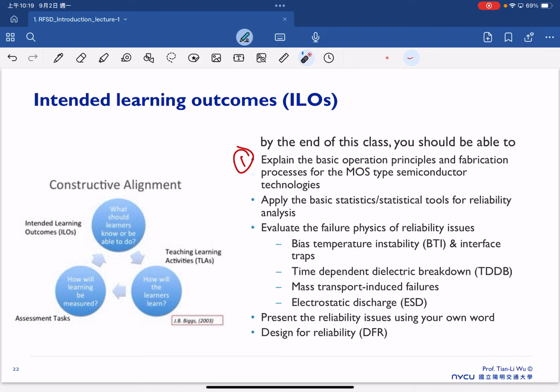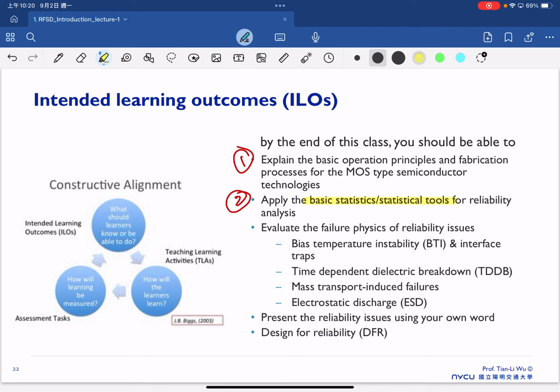We will use a lot of MOSFET as an example to understand reliability issues. Of course, in this classroom, not everyone is working on the MOSFET, but lots of the reliability concepts can easily extend to other fields, as long as you are familiar with the MOSFET. And second, importantly, we will apply basic statistics and statistical tools for reliability analysis.